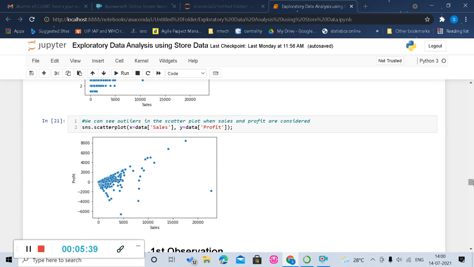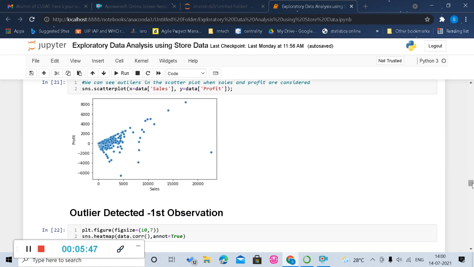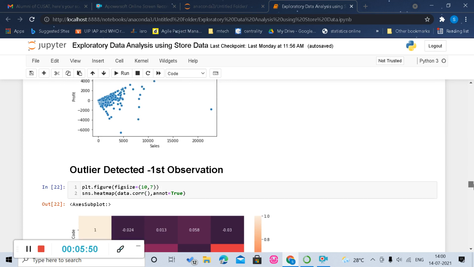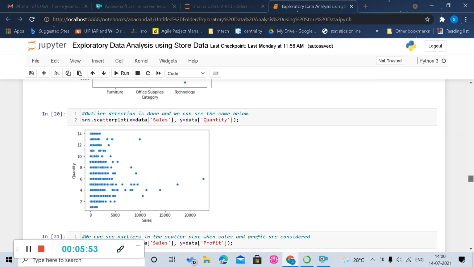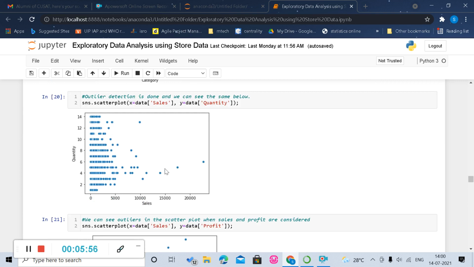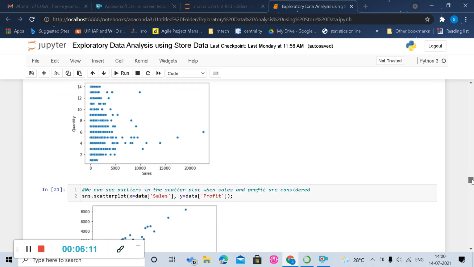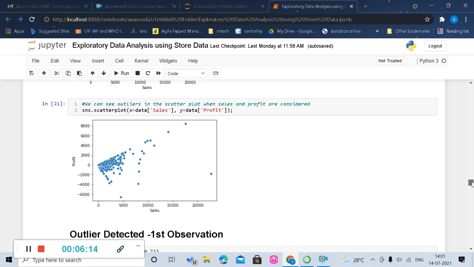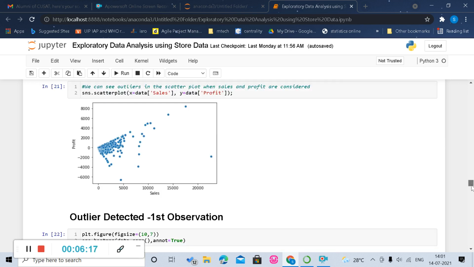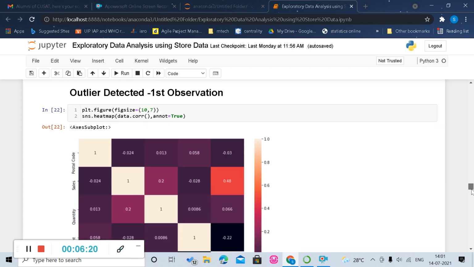These are scatter plots. Sales and profit are the two values that I have used here. Coming to the outlier detection, what can you analyze from this scatter plot? When the scatter plot is done, some of the values are very far away from the group of other points. These are considered outliers. So outliers are detected whenever we do the scatter plot. Here also you can see, outlier detection is done.